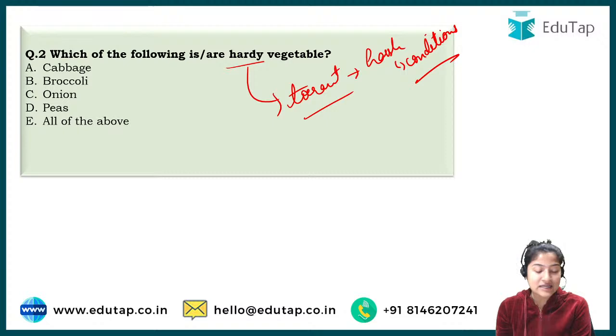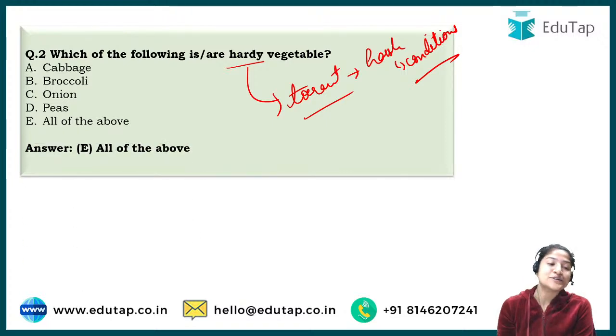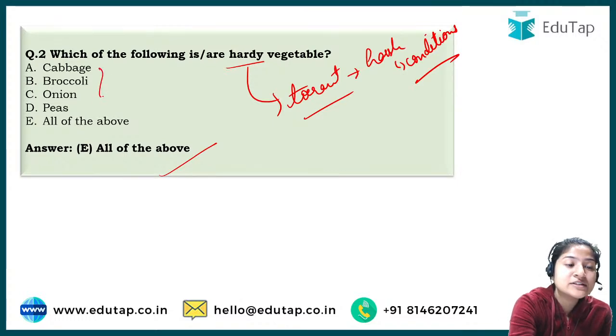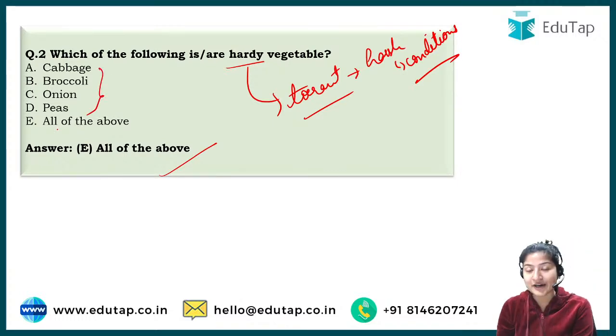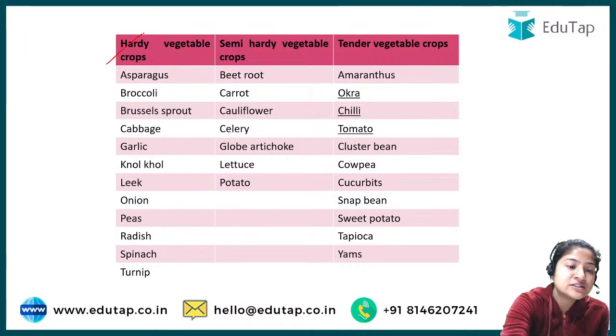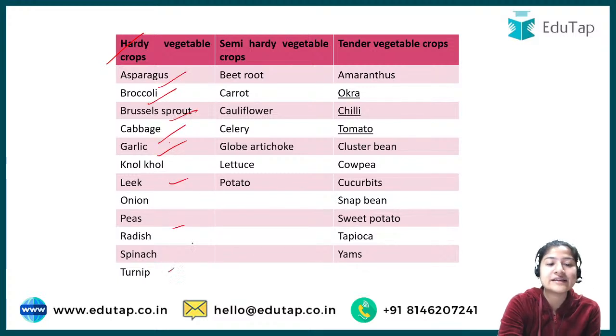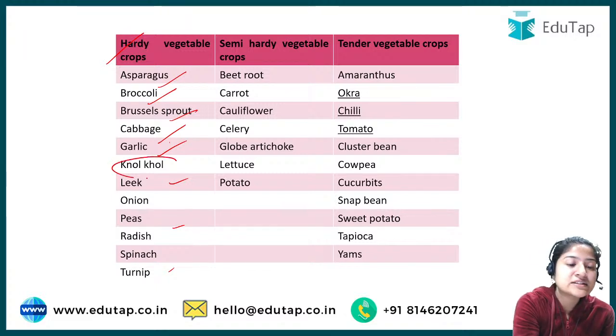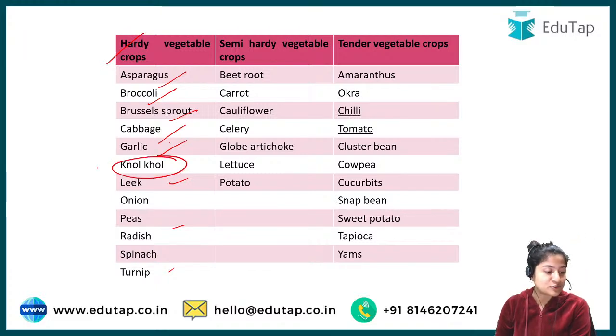So the correct answer over here is option number E, that is all of the above. It means all of these are hardy vegetables, and here is the categorization of each of them that you can look at. For hardy vegetables, we have the following category. As you can see, asparagus, broccoli, Brussels sprout, cabbage and all. This is pronounced as knol khol, for those who don't know how to pronounce it.